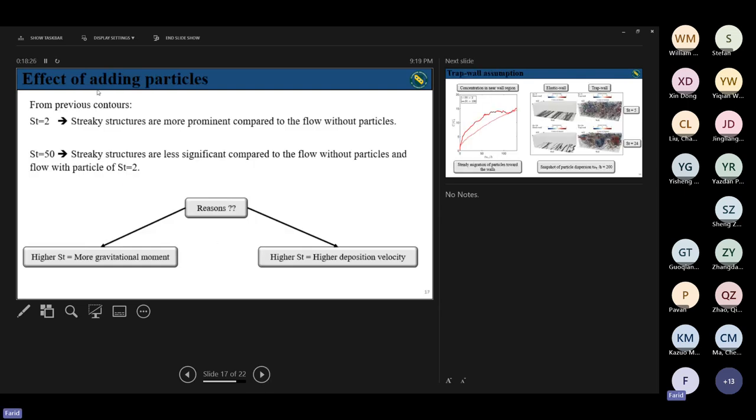We saw from the previous contour that for a Stokes number of 2, the coherent structures are more prominent compared to the flow without particles. But for a Stokes number of 50, the coherent structures are less significant compared to the flow without particles and the flow with particles of Stokes number 2. What are the reasons? One reason can be that a higher Stokes number means we have more gravitational momentum for the particles, or the particles are following the turbulent flow less compared to the Stokes number of 2.